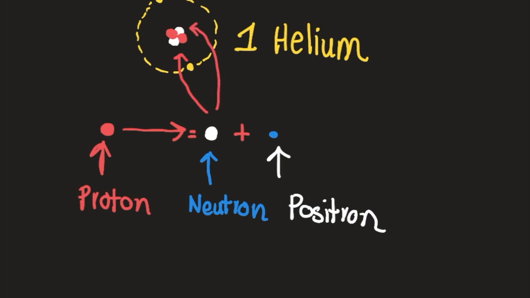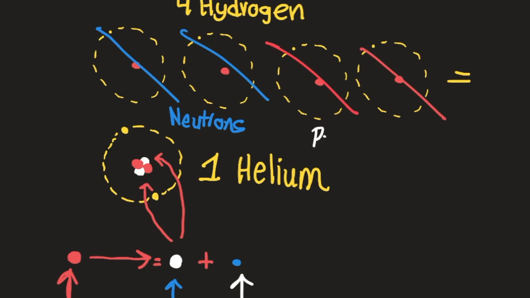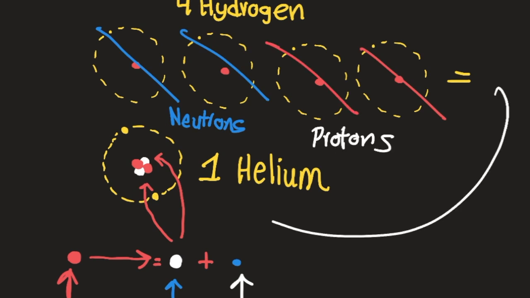So eventually, when 2 neutrons are created, they can be combined with 2 protons. So 2 of these will be sacrificed to become neutrons, and 2 of these will be sacrificed to remain protons. And together we get this result.